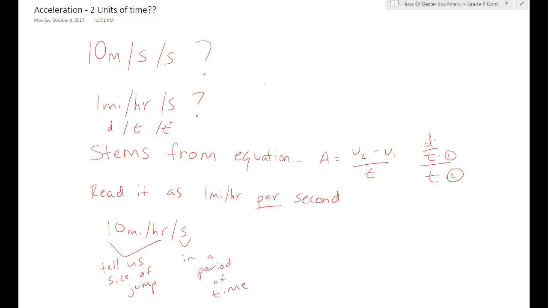So I would suggest that you read it a little bit differently than just 1 mile per hour per second. I would actually add a little bit of a pause here. So I would read it as your acceleration as 1 mile an hour, per second, or 10 meters, per second. That little pause between the first and the second time here indicates something to you.